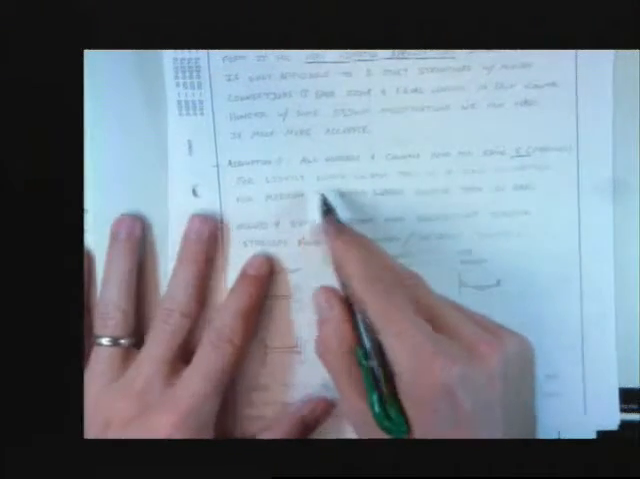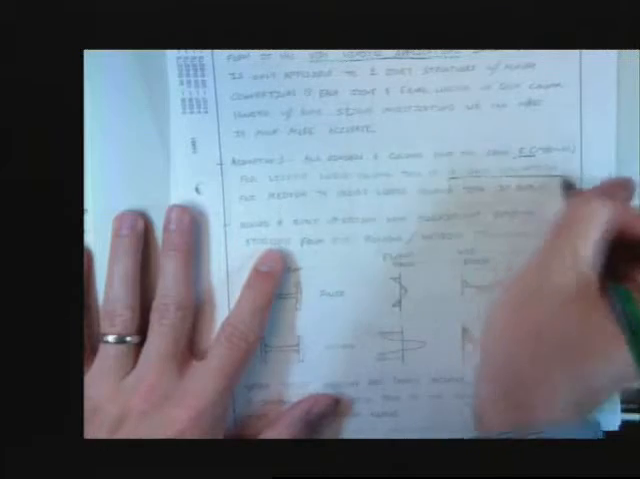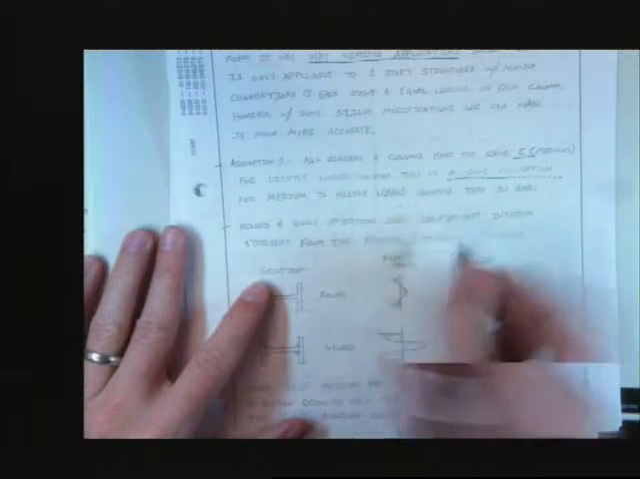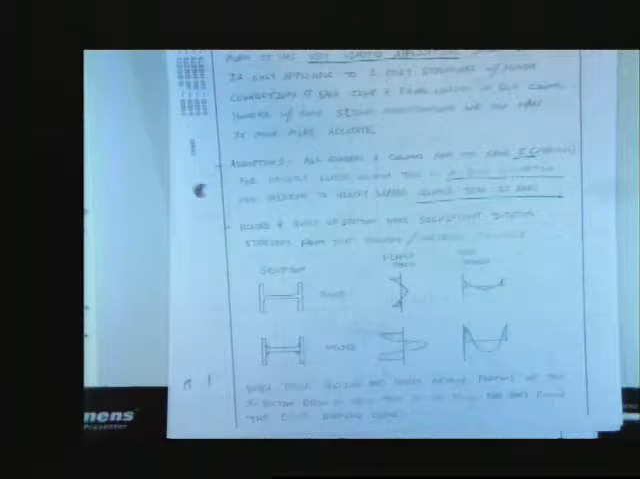For lightly loaded columns, this is a great assumption. A dead-on good assumption. For medium to highly loaded columns, this is a bad assumption. And it's not that the modulus changes, ladies and gentlemen. It's that the effective modulus changes. And I'll explain that in the next couple pages.